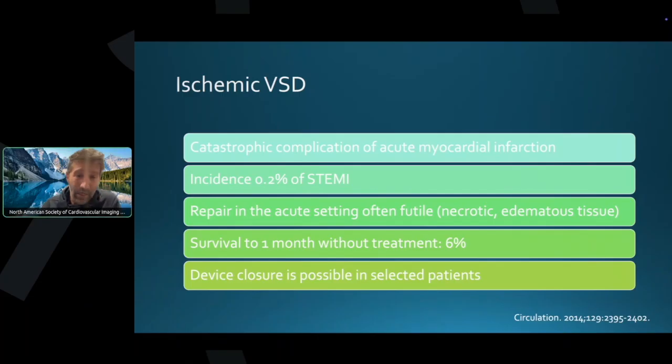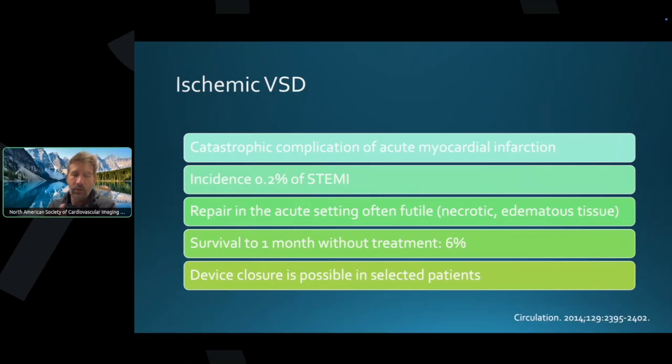They were going to try to repair it, but the repair in the acute setting is not going to work. Why? Because this tissue is going to be necrotic and edematous. So if they try to patch this, they're going to be tearing the muscle. So what they do is they hope the patient can survive with just medical management for at least a couple of weeks so that the tissue starts scarring down and they can go in and repair it. What do they do?